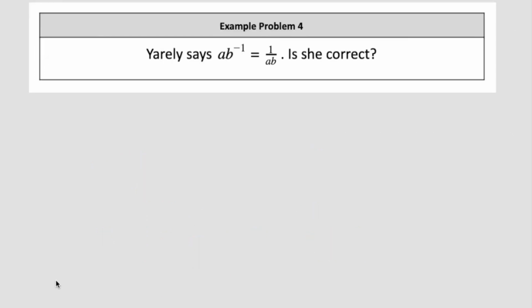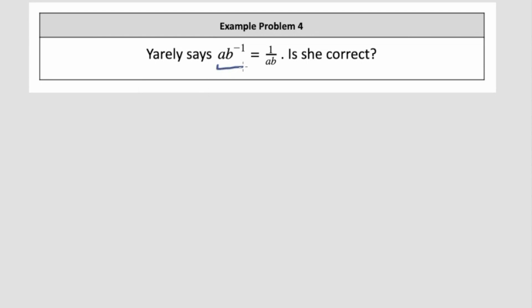So I'm not teaching a new concept today. Instead, I'm just simply showing you different types of hard problems that you might see. So instead of a review, let's go over one more example problem. Ureli says ab to the power of negative 1 is equal to 1 over ab. Is she correct? I want to go over this problem because this is something I see a lot of people doing. So I want to make sure we understand this before moving on.